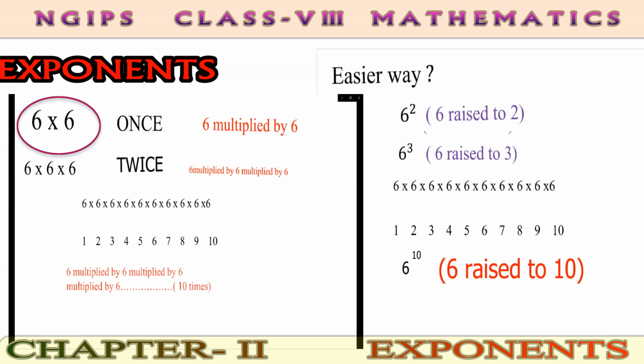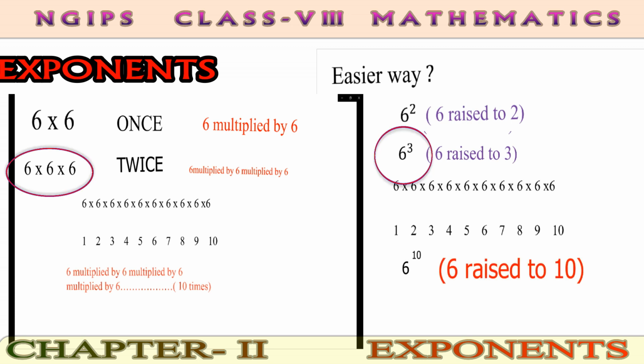6 multiplied by 6 can be written as 6 with a 2 in the superscript. This is read as 6 raised to 2. How do we get here 2? It depends on the number of 6s you can see. So we have 2 sixes here and hence we write it as 6 raised to 2. In the second case we can see 3 sixes. Hence it can be written as 6 raised to 3.